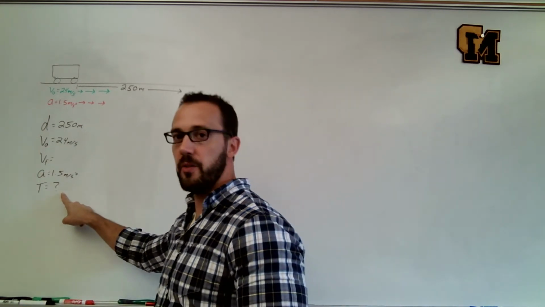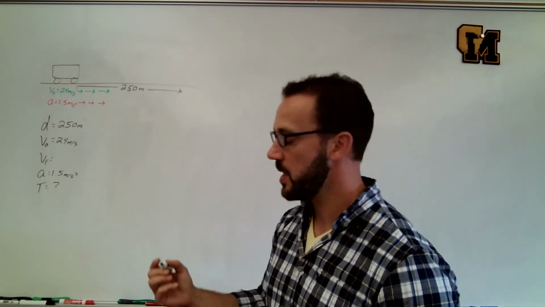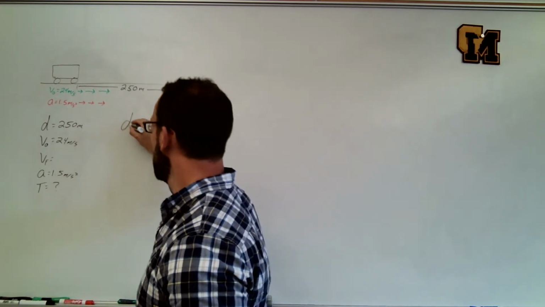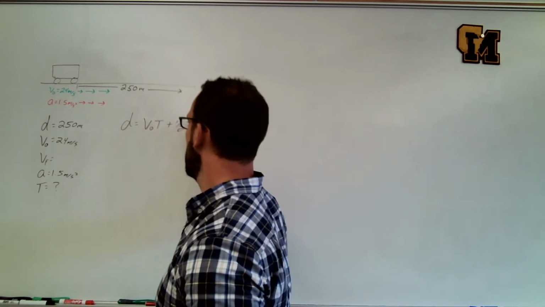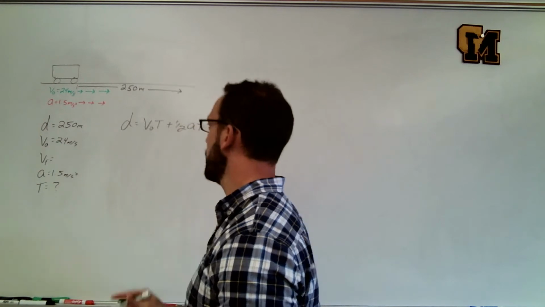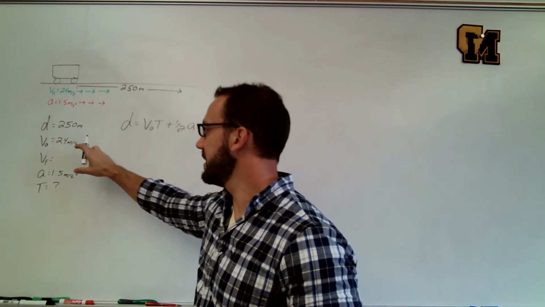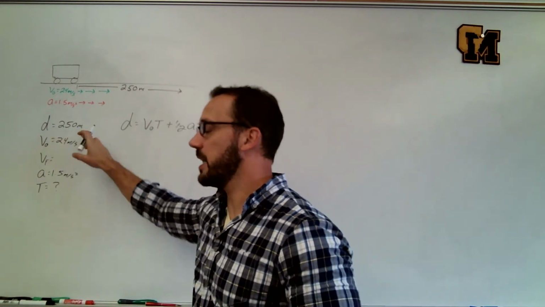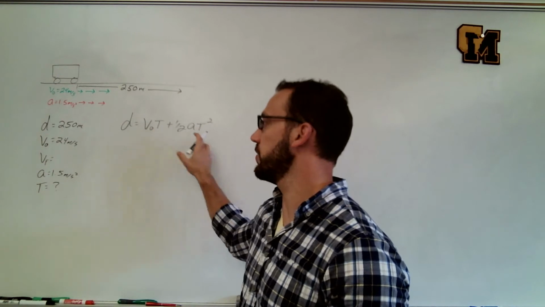Time is what I'm looking for, so I want the equation that does not have VF in it. That's the third equation. D equals V naught T plus 1/2 AT squared. Unfortunately, V naught is not 0 and D is not 0, so we're going to have to do the quadratic formula on this equation to solve for time.